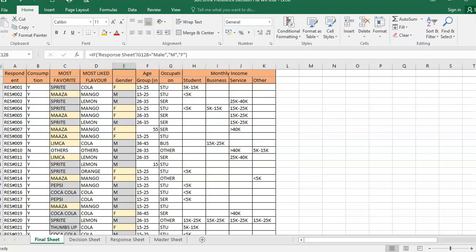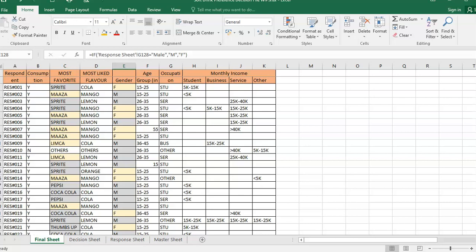We also tried to measure the age group, and occupation of the person: student, service holder, business, and other. And we also talked about monthly income. If he or she is a student, what is the pocket money? If a businessman, what is the income per month? Service holder, what is the income per month? And any other occupation, what is the income per month? So 25K means 25,000 to 40,000. This is the range. We have given different ranges. I hope you remember those ranges.